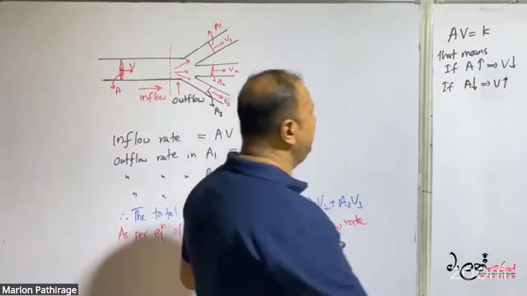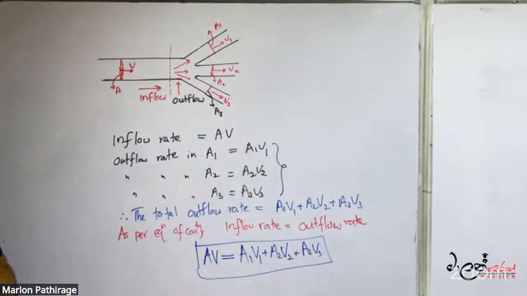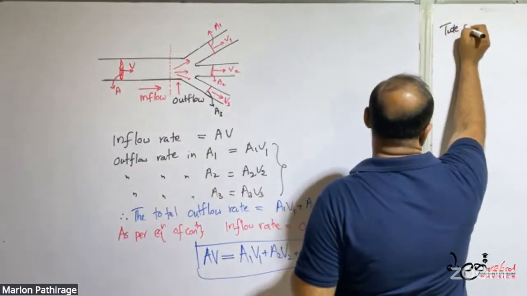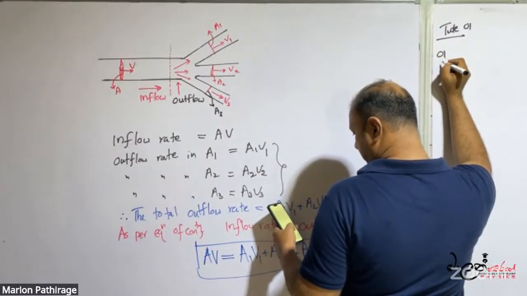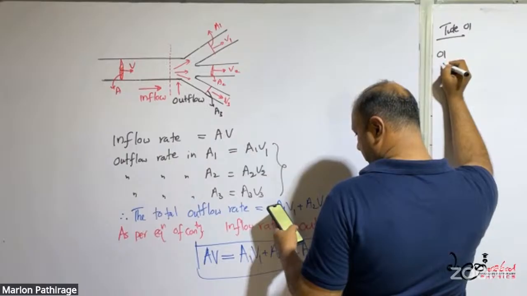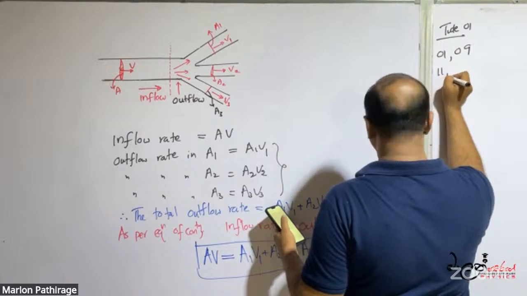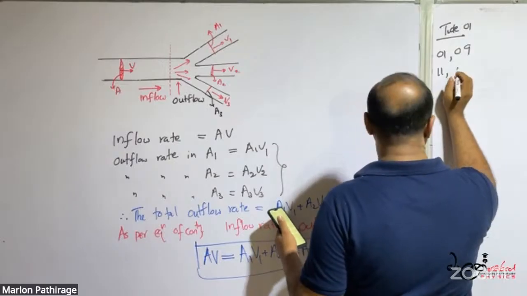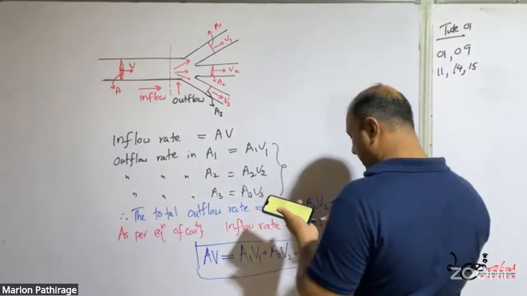Once you complete writing, please do these questions in unit number 1. Unit 1, question 1, question 9, 11, 14 and 15.